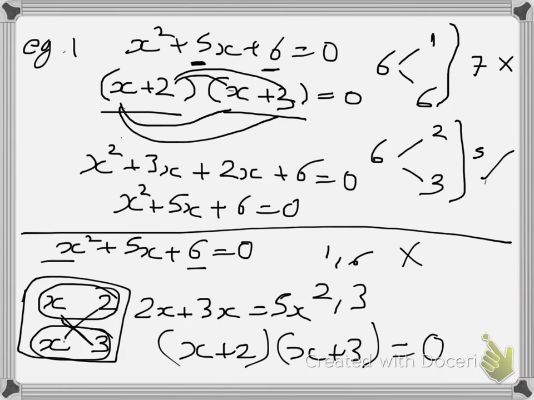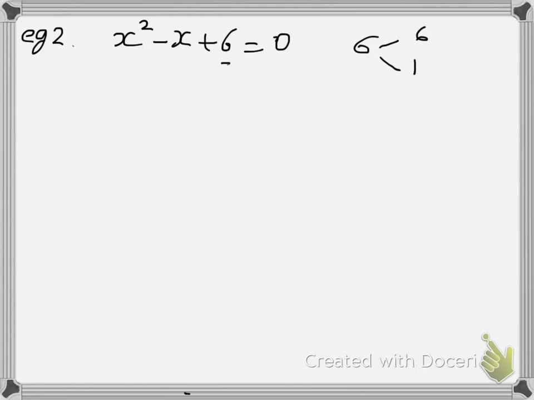Okay, so now look at one more example. Example 2, x square minus x plus 6 equal to 0. Now the first way, when I use it, again I have to make the factors of 6. 6 times 1 is plus 6, and the other factors are plus 3 and plus 2, which give me plus 6. Now when I add these two, it should give me negative 1.